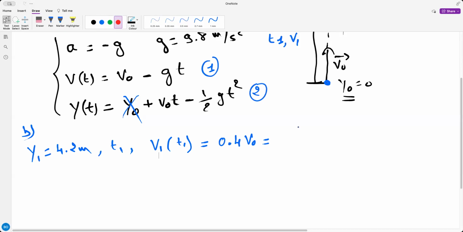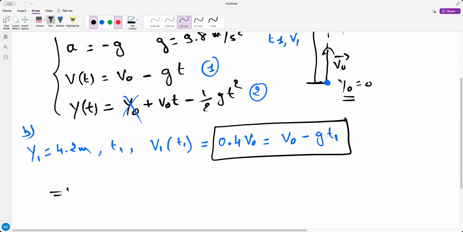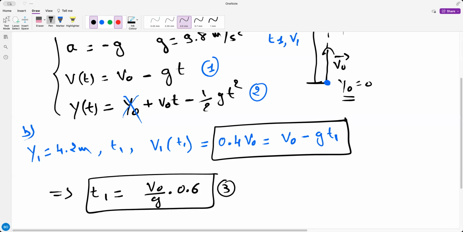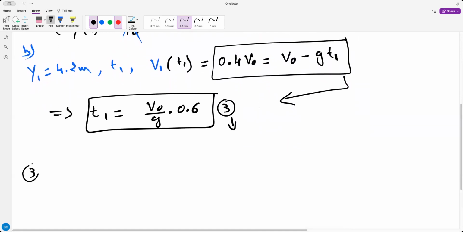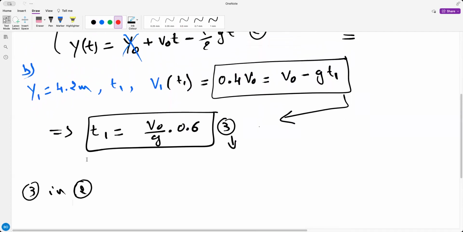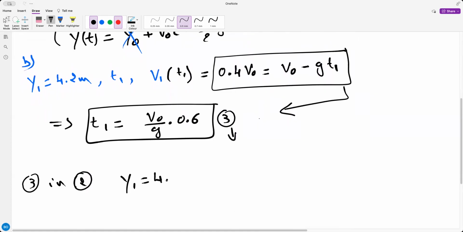So using equation 1, it will be 0.4 v0 equals v0 minus gt1. Now let's get t1 from here. You can easily see that t1 will be equal to v0 over g times 0.6. I will call it equation number 3. This is just a consequence of combining the v0 terms together and isolating t1. Now this equation 3, I can plug into equation 2.